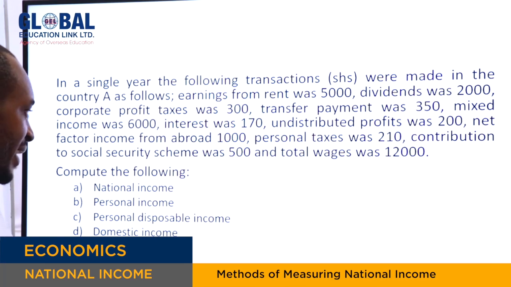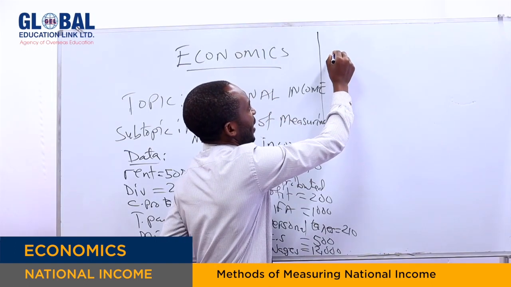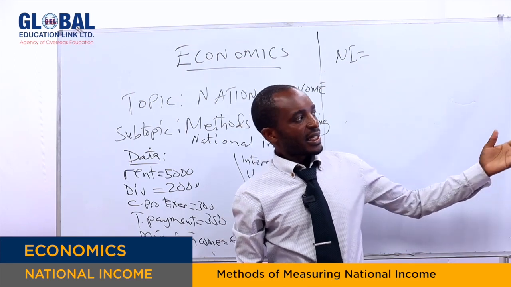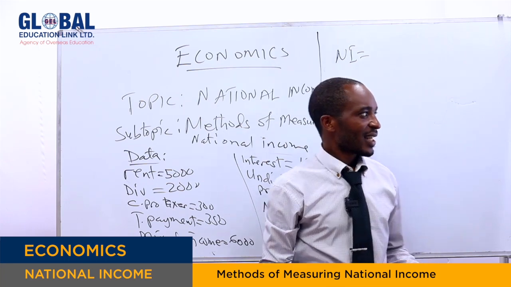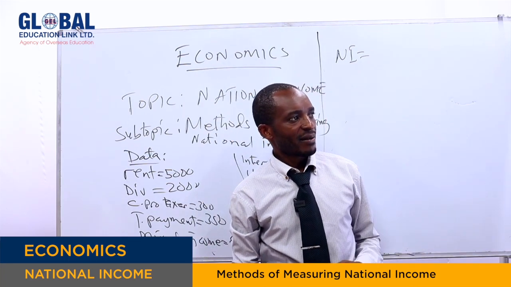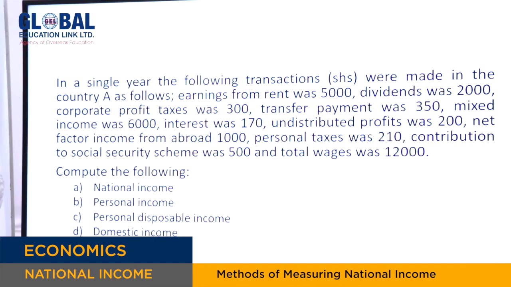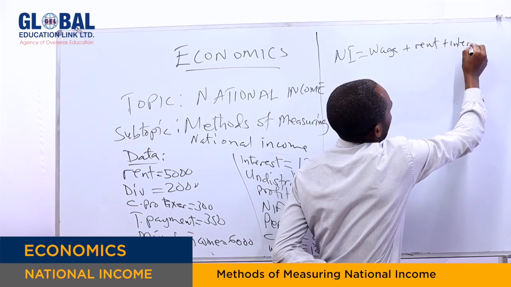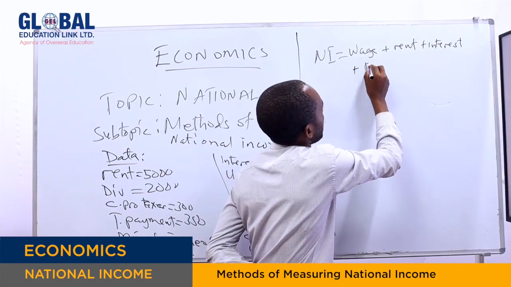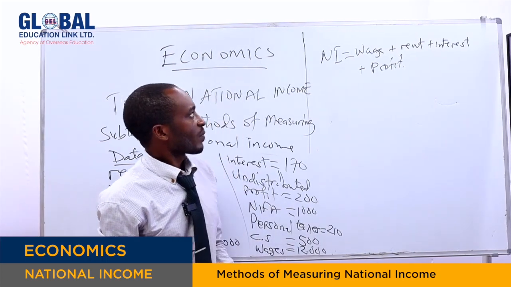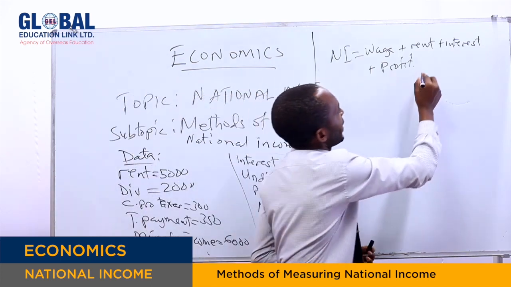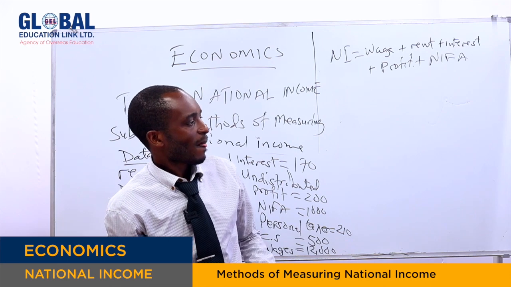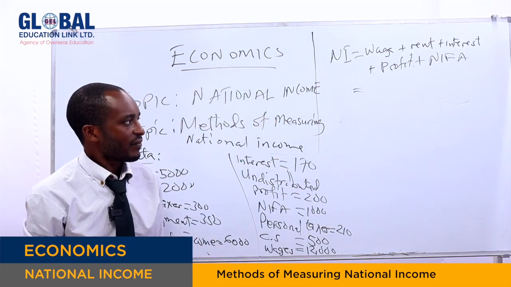Let us start by calculating the national income. Since here we are given the income received by factors of production, the national income will be the sum of all incomes which the factors of production receive in the economy, which is wage plus rent plus interest plus profit. Also you can add the net factor income from abroad. You can write it simply as NIFA, net income from abroad.